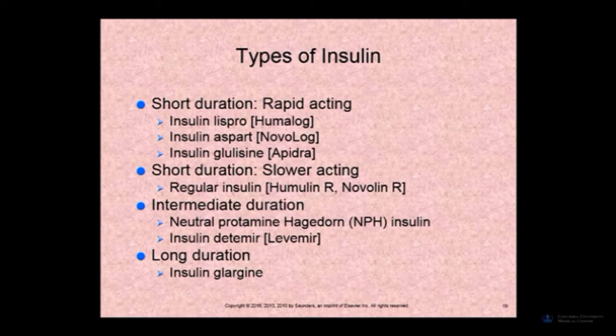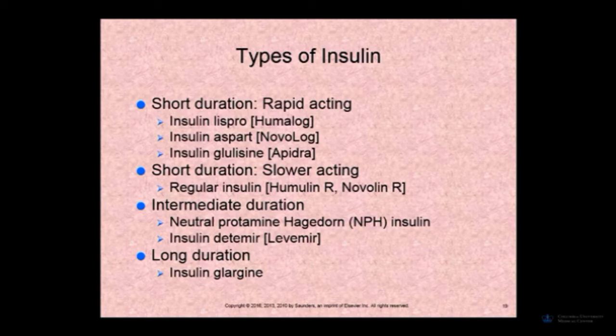So we have short duration or rapid-acting insulins, and we'll talk about what that means in terms of time course. Insulin lispro, insulin aspart, insulin glulisine. These are the rapid acting. We've got the slower acting, but still in the realm of short acting, which is regular insulin. This is the unmodified insulin.